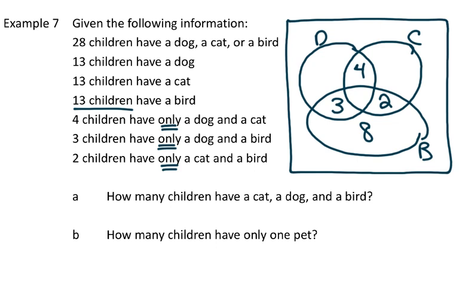Likewise, 13 have a cat, so the cat bubble would need to add up to 13. The way that is right now, we'd need 7 children here. 13 children have a dog, so this dog bubble would need to add up to 13. And the way it is right now, we'd have to have 6 children here.